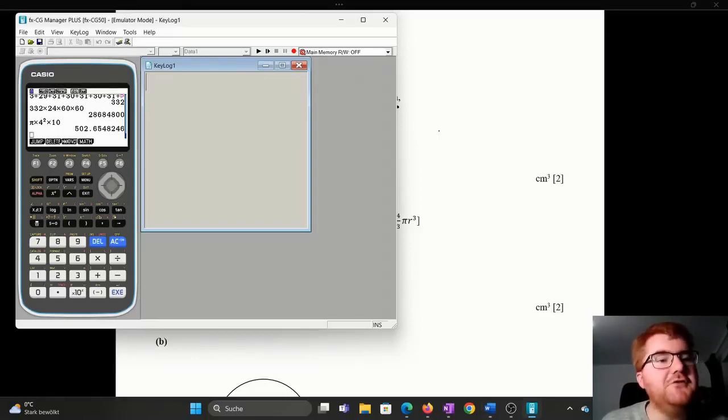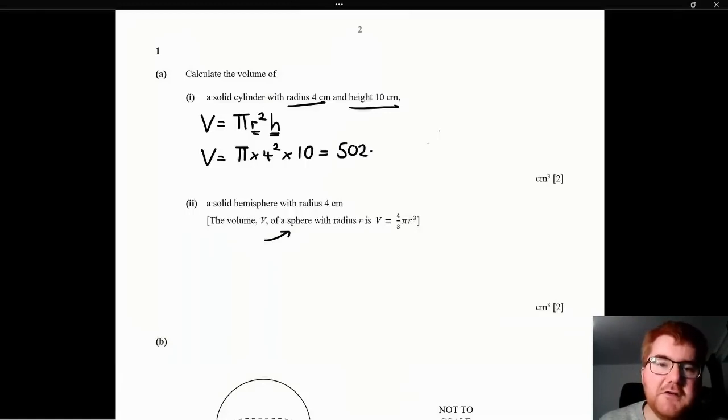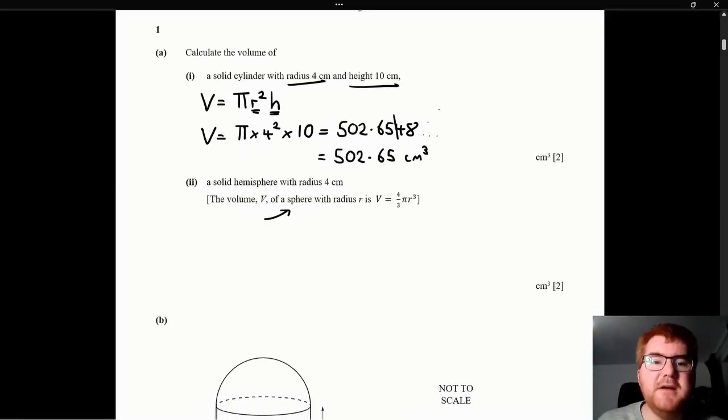That gives us 502.6548. Generally speaking, you'll be expected to round to 2 decimal places, so rounding at this point, we get 502.65 cubic centimeters.